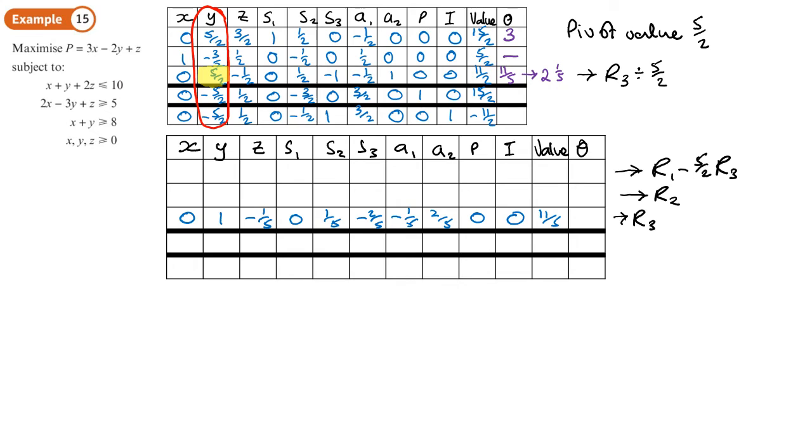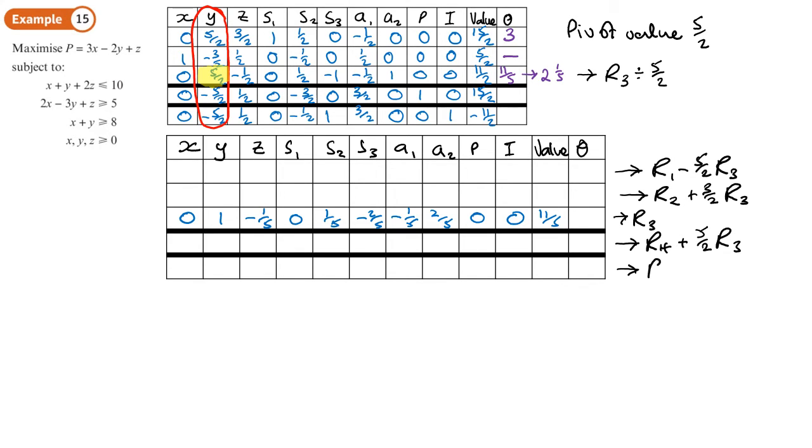So we're going to add 3 over 2 lots of row 3. Then for row 4, to get our new row 4, we'll take the old row 4 here, and we're going to add 5 over 2 lots of row 3.